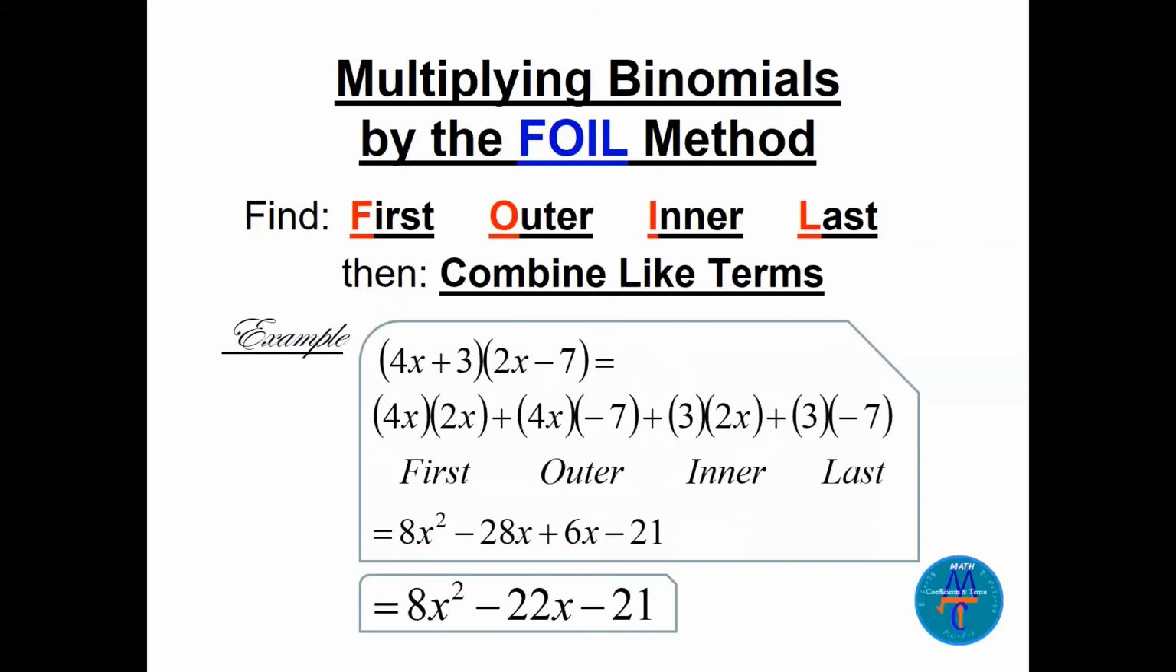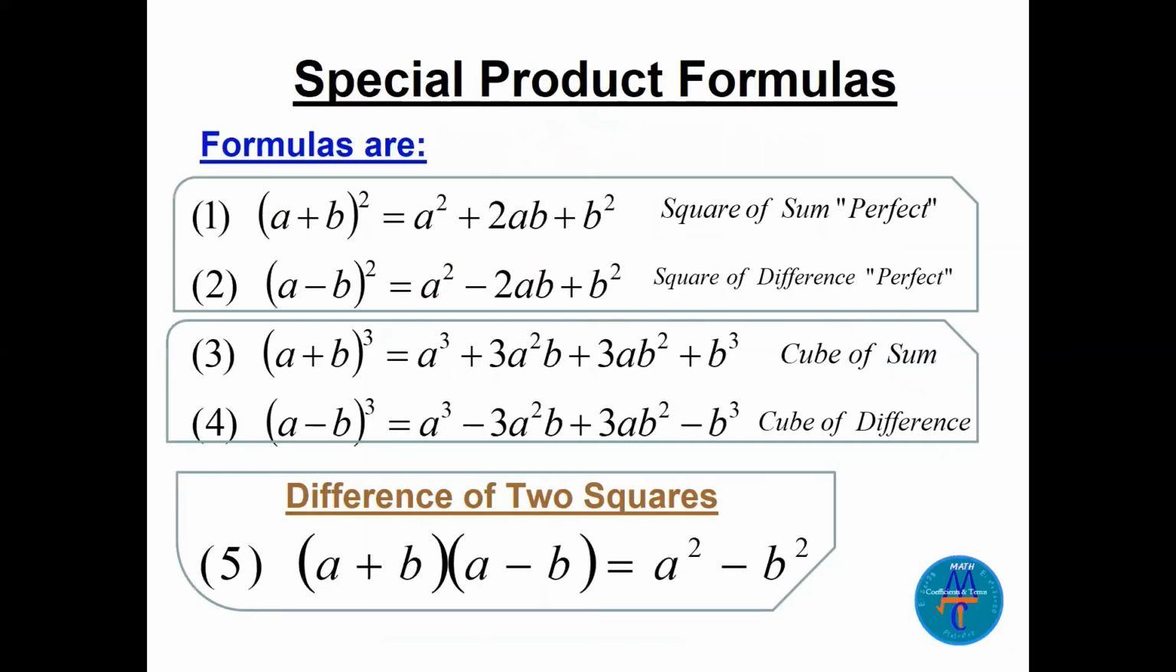So 4x times 2x, 8x squared. Outer, 4x times the minus 7. Inner or inside, 2x is inside. 3 times minus 7 is the last. So that's the FOIL method, this is the name of the method. Now remember, you cannot stop there because we see minus 28x plus 6x. These two terms are like terms. We should combine them. So the final answer is 8x squared minus 22x minus 21.